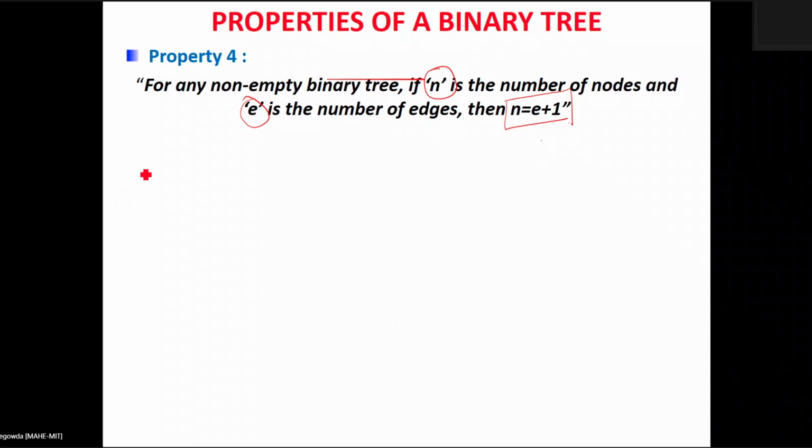Now let us see how we can prove this. Okay, see. The number of nodes is represented by n. The number of edges is represented by e. And according to our definition, the total number of nodes in a binary tree will be equal to e plus 1.